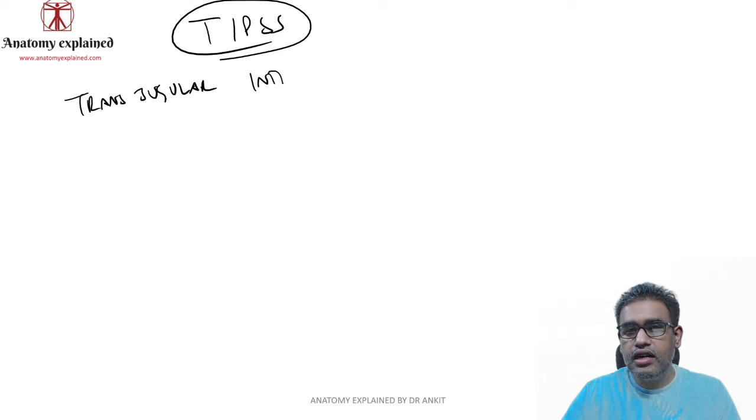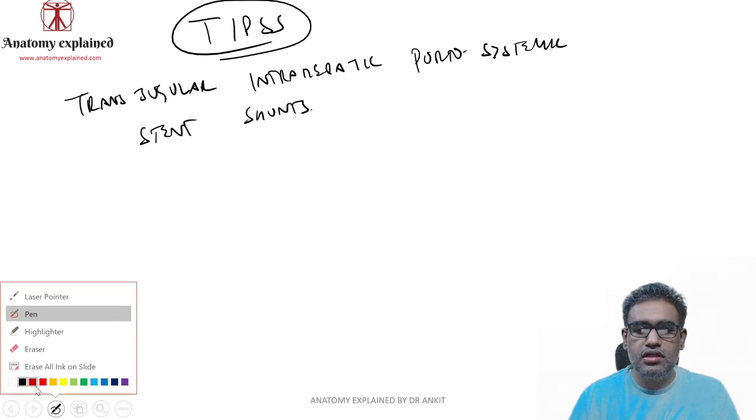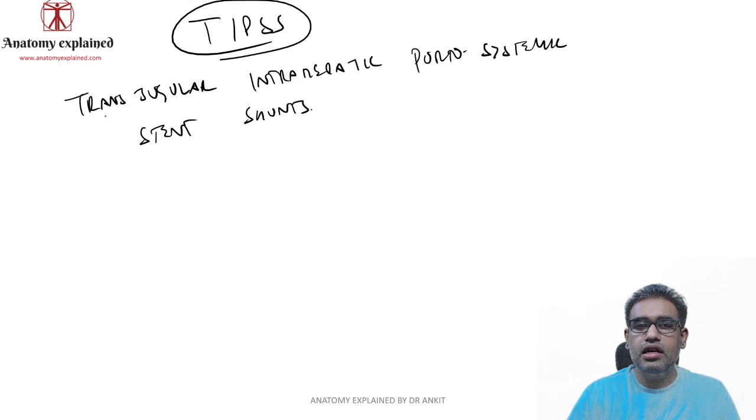I stands for intrahepatic, so you can understand each word is having its name. P stands for portosystemic. The first S stands for stent, and the second S stands for shunt. So it stands for transjugular, intrahepatic, portosystemic, stent, shunt.